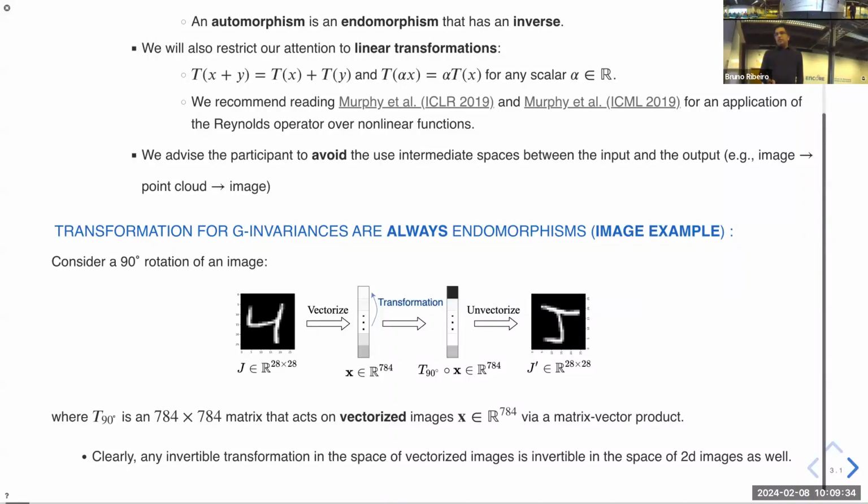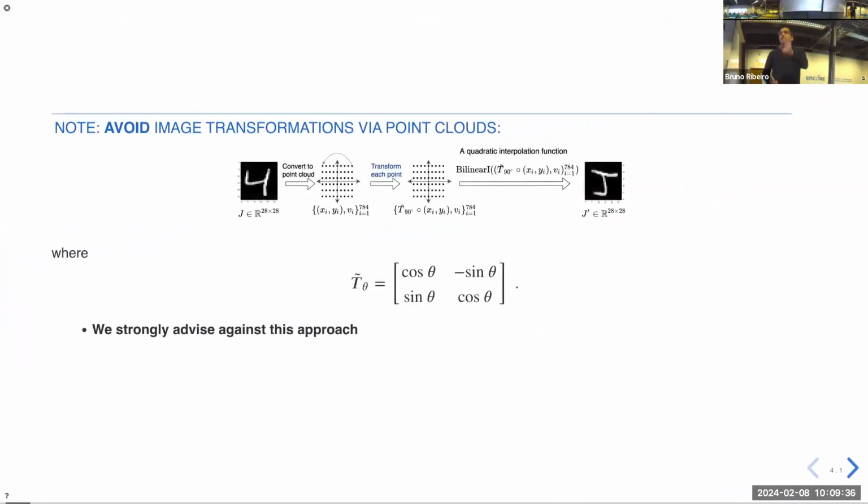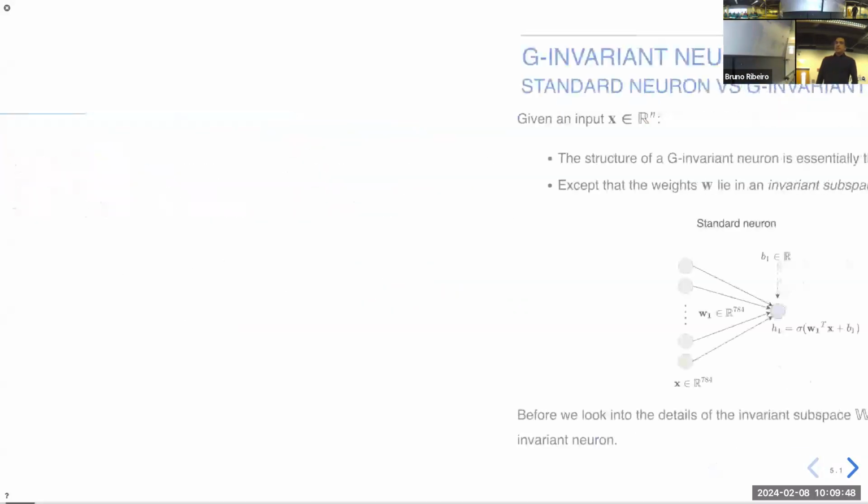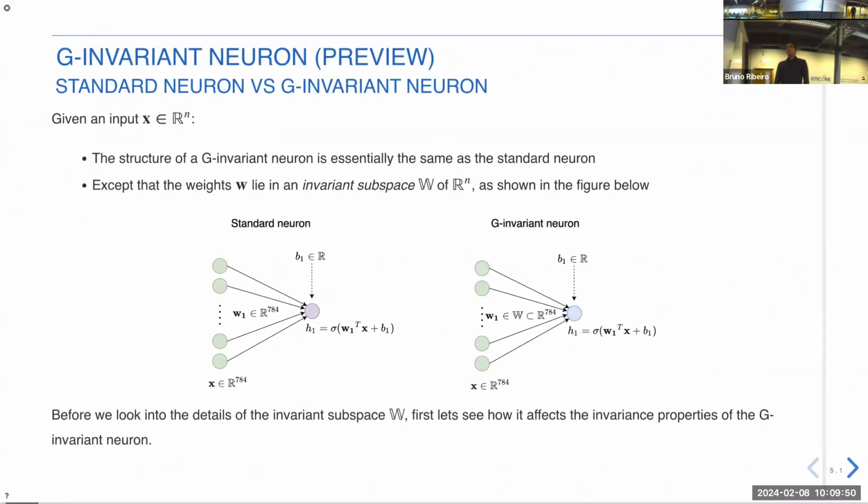So let me just avoid this type of intermediate transformations. You try always to go to the original space, vectorize, and go to the unvectorized, transform and then unvectorize. Okay, so let's talk first about what a G-invariant neuron is.